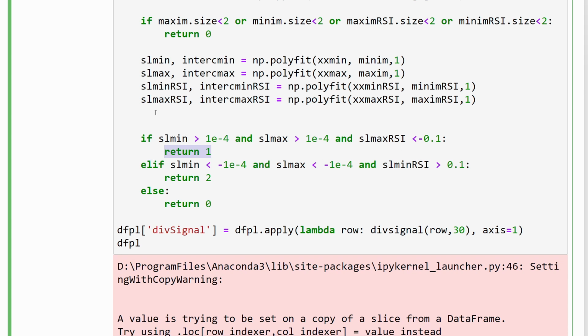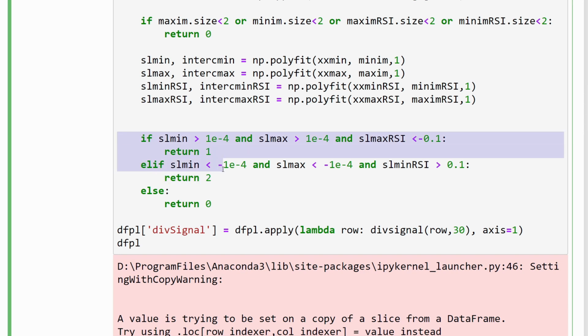So we would expect the price probably to switch back and follow the RSI and follow a downtrend instead of the current uptrend. Then we have the opposite case where the slope of the minimas of the price is negative. So the price is going down. It's showing lower lows. And at the same time, the price is showing lower highs. So it's definitely a downtrend. And the RSI slope of the minimas is positive. So the RSI lows are showing an uptrend reversal. And in this case, we are returning 2 as a signal.